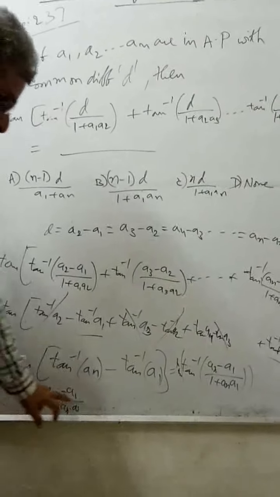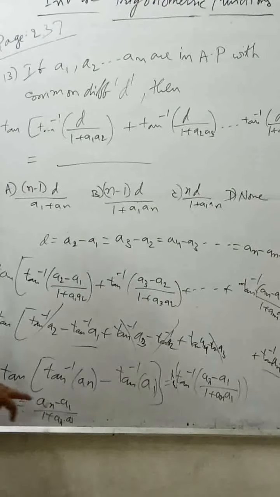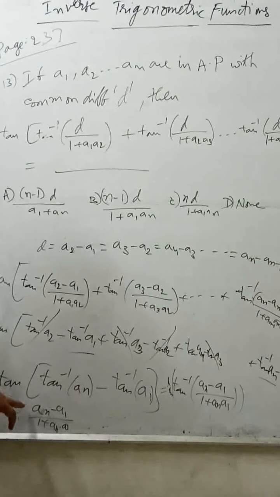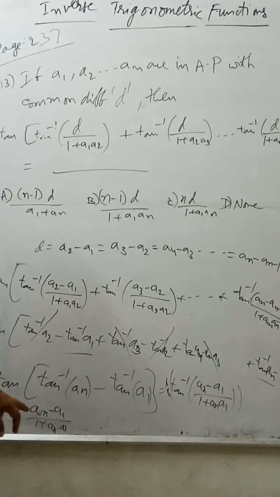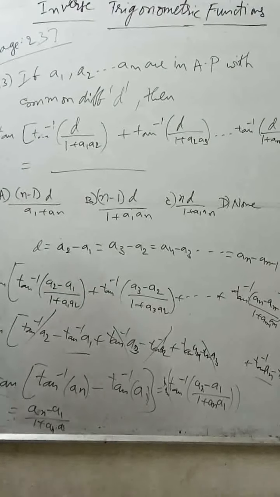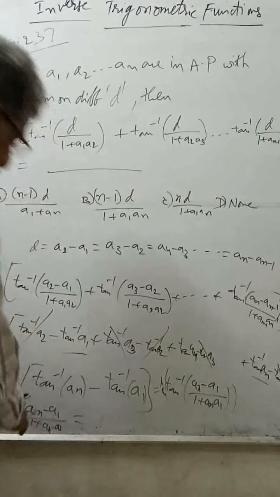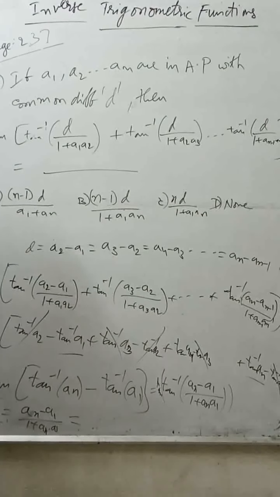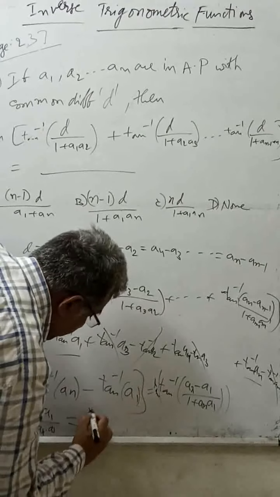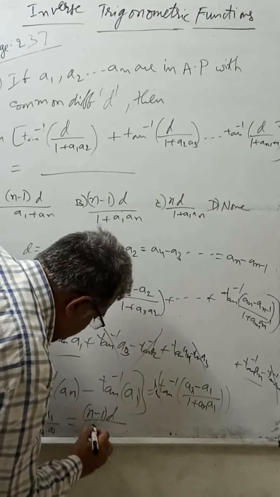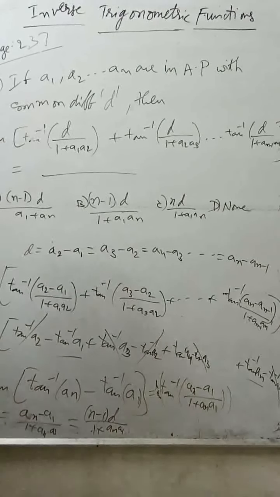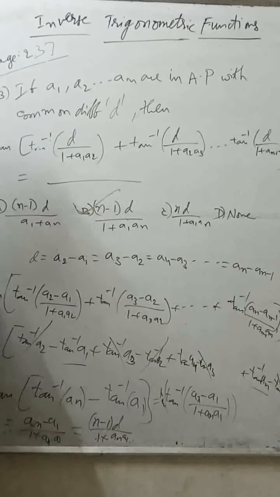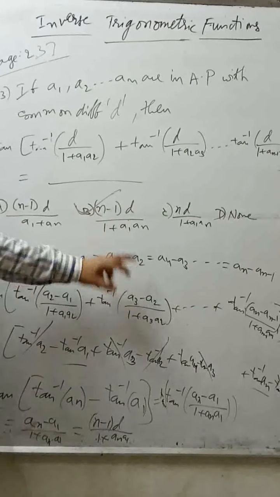Now this an minus a1 is nothing but, an is a plus (n minus 1) into d. So a1 gets cancelled, (n minus 1) into d is left out. So this is equal to an minus a1, this an is a plus (n minus 1) into d. A1 cancels. Left out is (n minus 1) into d by (1 plus a1 an). So where is this option? Our option is option B. Our option is option B: (n minus 1) into d by (1 plus a1 an).